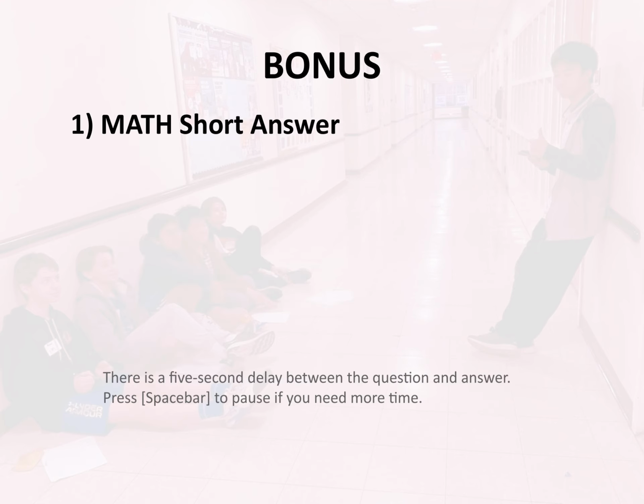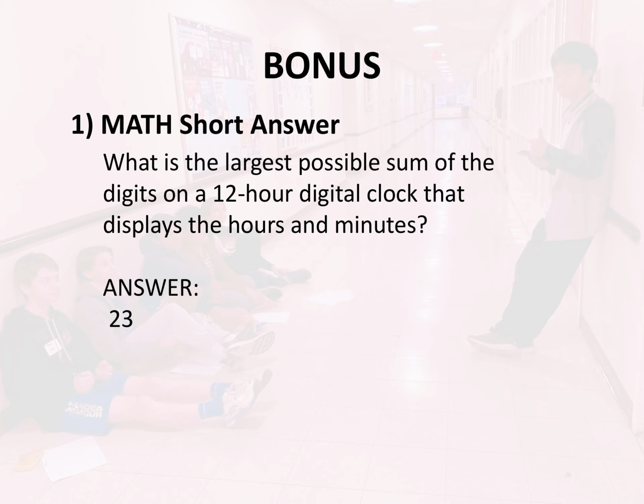Bonus 1. Math. Short answer. What is the largest possible sum of the digits on a 12-hour digital clock that displays the hours in minutes? Answer: 23.